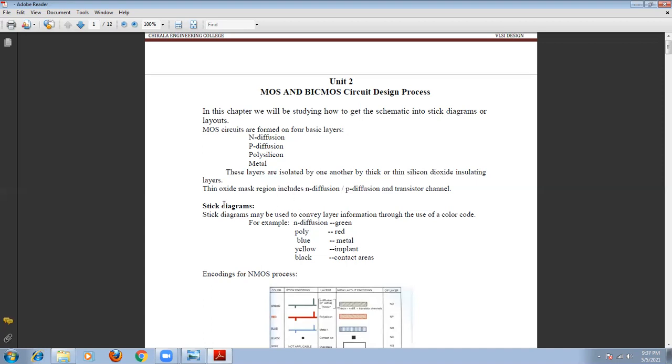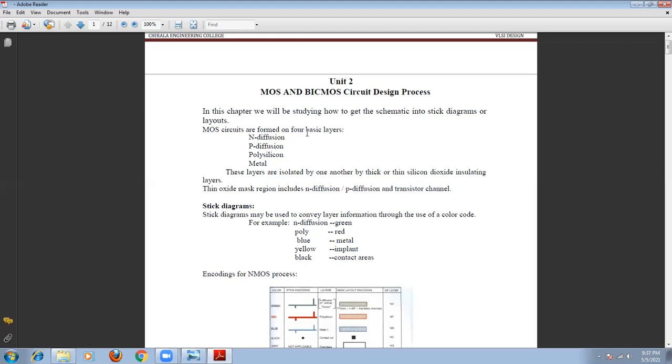Okay. Now let's see the different types of color. Already we discussed there are 4 layers. One is the N diffusion layer. This N diffusion layer can be represented by a color code, the green color. By using a green color, you can convey the information. By seeing this green color, we can say that this is the N diffusion layer. Similarly, we have P diffusion also, no problem.